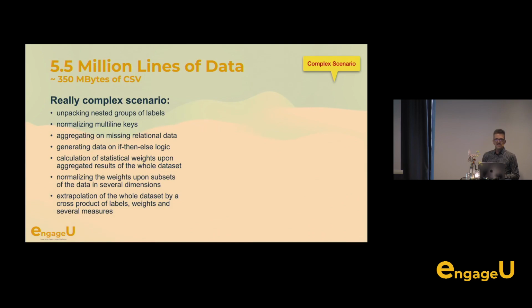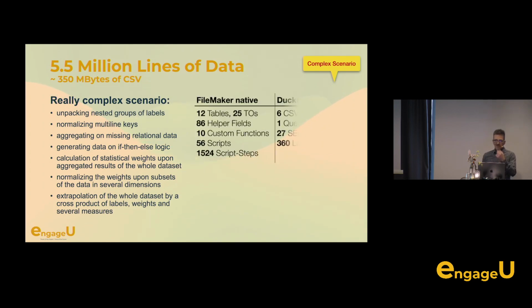And so I did. Some months later, I stumbled upon a use case in our company. We wanted to aggregate 20 years of data to examine some trends inside the data, and it was not that easy because we have no direct correlations to the attached data from our products. Some statistics and some weights had to be calculated and reattached to the whole data set, and it's a really complex scenario. And I just gave you the numbers here to understand. It took me about 2 weeks to implement this aggregation in FileMaker. If you look at it, 12 tables, 86 helper functions, 10 custom functions, 56 scripts, and 1,500 script steps to make this happen and even possible.